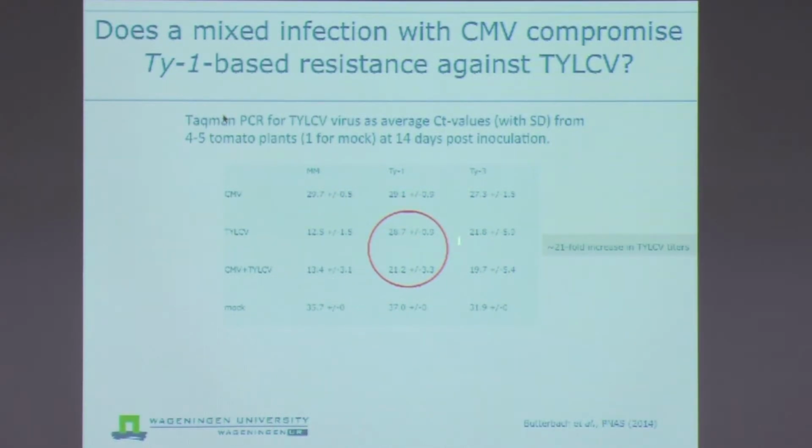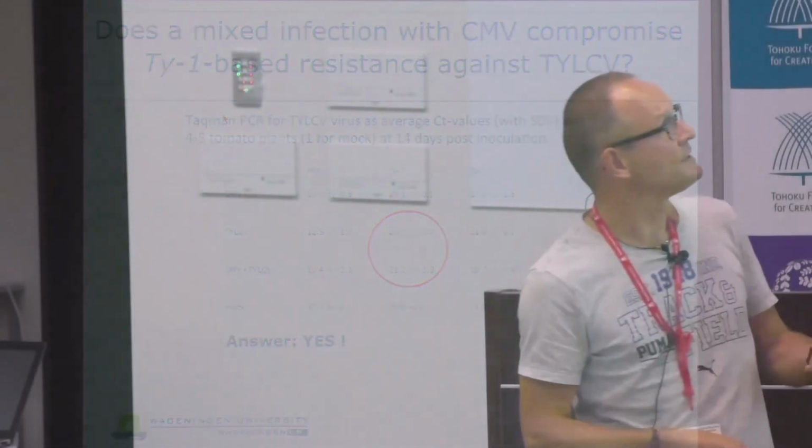Here, just look at mostly these numbers. We performed a lot of controls, but this is the essence, where if you challenge Ty-1 with TYLCV, this is the CT value we generally obtain, 28.7. But if we perform a mixed infection on Ty-1 lines, we generally see almost a 21-fold increase in the TYLCV levels. So, yes, CMV, and it could be any other virus, is able during a mixed infection to compromise Ty-1. So growers now know that they should not just monitor for TYLCV and whiteflies. They also have to be careful to look out for the presence of aphids that might bring in CMV or any other virus.